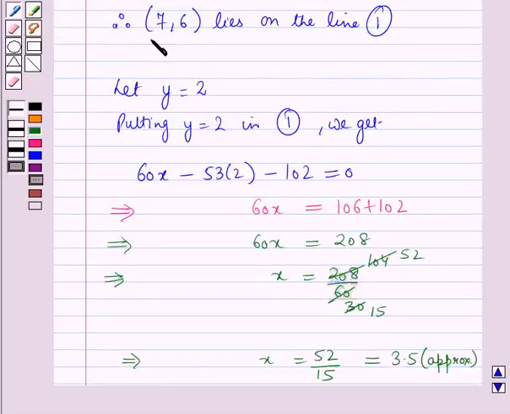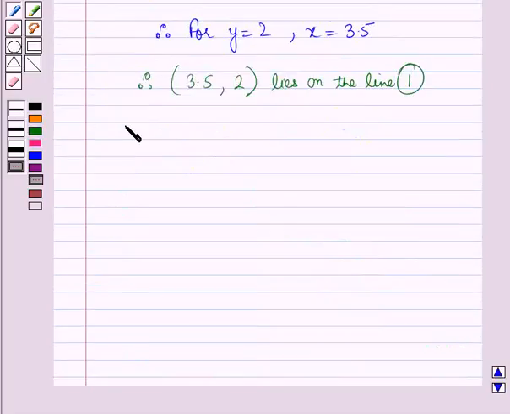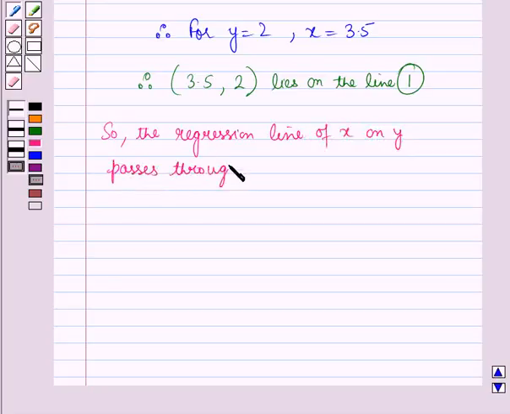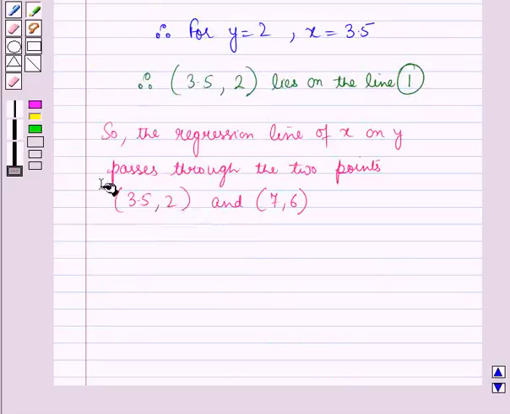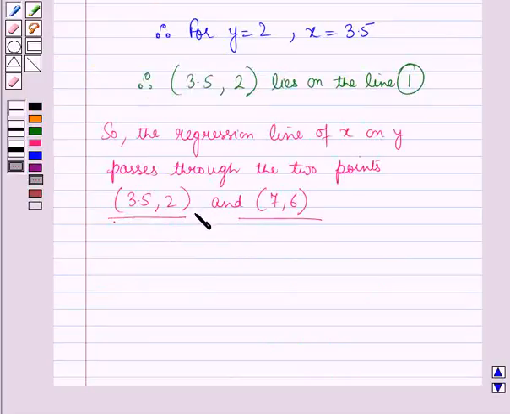And we have proved earlier that the point 7, 6 also lies on the line 1. So the regression line of x on y passes through the two points 3.5, 2 and the point 7, 6. Now we have to draw the regression line of x on y. So we will obtain the required line of regression of x on y by plotting these points and drawing a line joining them.